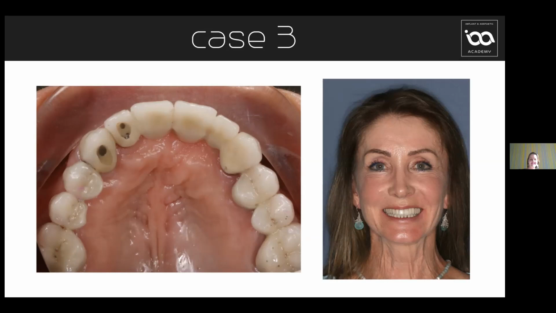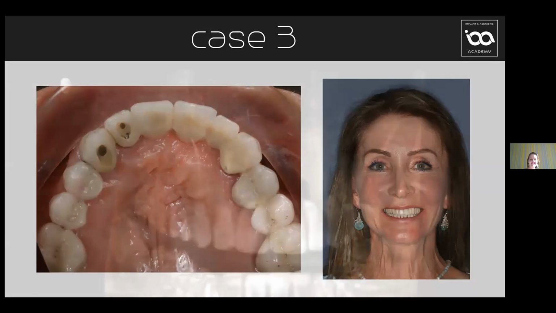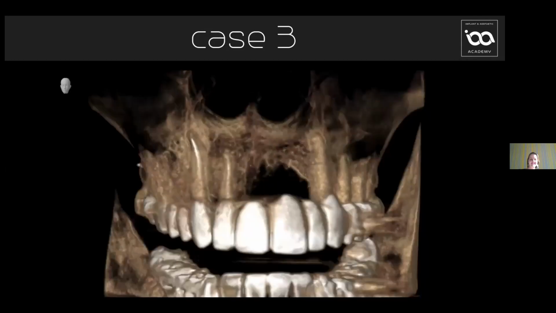successful, and we can't ignore that for 20 years. And really, the teeth actually hadn't failed at this time. It was the aesthetics that she was looking for an improvement. So if we look at the CBCT, what we see is a massive bone defect.